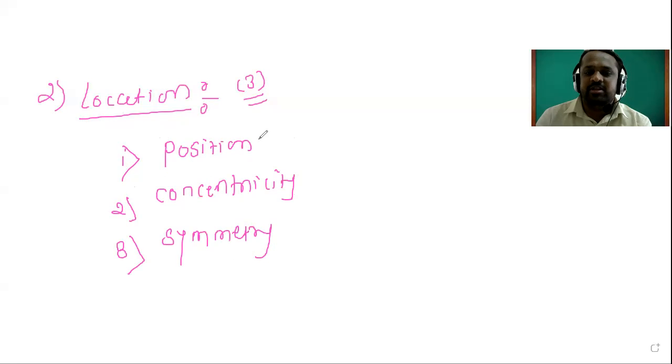Okay, first we will discuss what is meant by the position, what is meant by the concentricity, and what is meant by the symmetricity, and then we will try to draw their symbols. Okay, then tell me what is meant by the position.